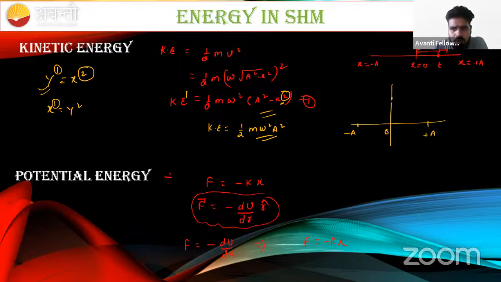And at x equal to 0, this has the maximum value. This is nothing but a downward parabola. This is the graph of kinetic energy versus x. I hope this is clear to everyone.